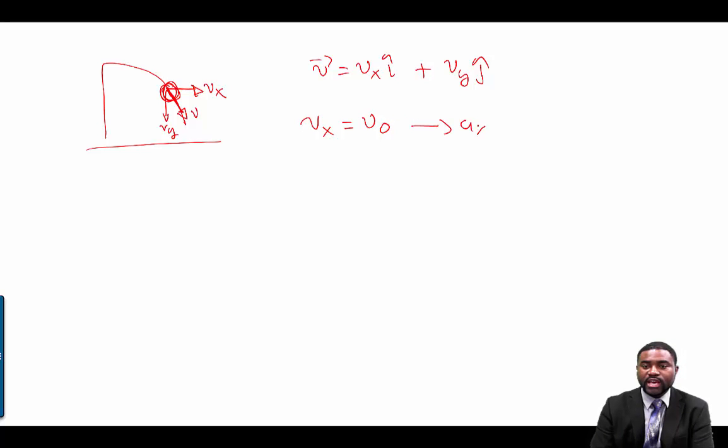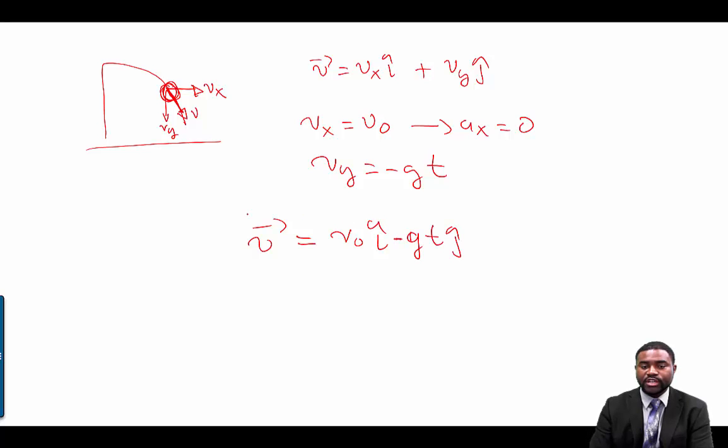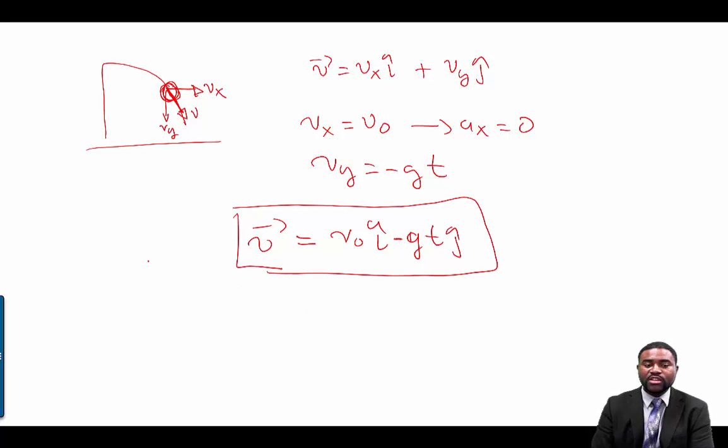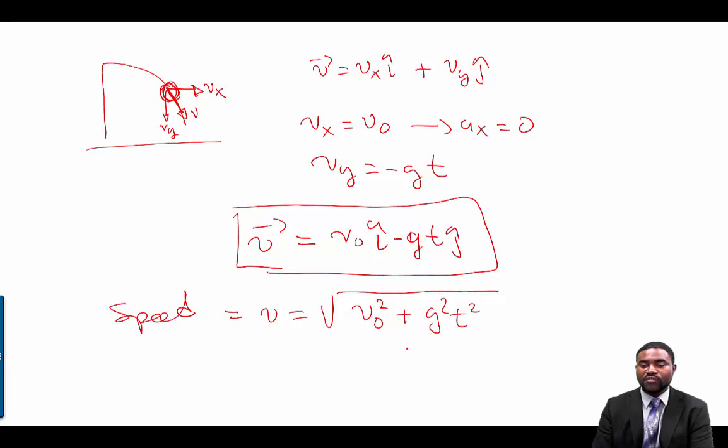We know that ax is 0. And we have shown that vy is negative g t. Therefore, the velocity of the particle at any time t is given by v naught i minus g t j. This is the velocity at any time t. Therefore, the speed of the ball at any time t is just the magnitude of that guy, which will be given by the Pythagorean theorem: square root of v naught squared plus g squared t squared. This is the speed of the particle as a function of time.